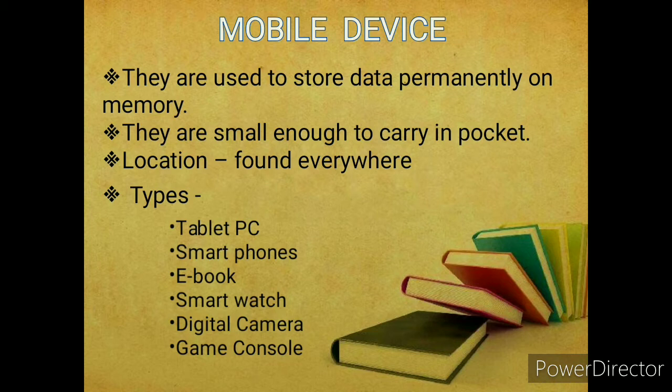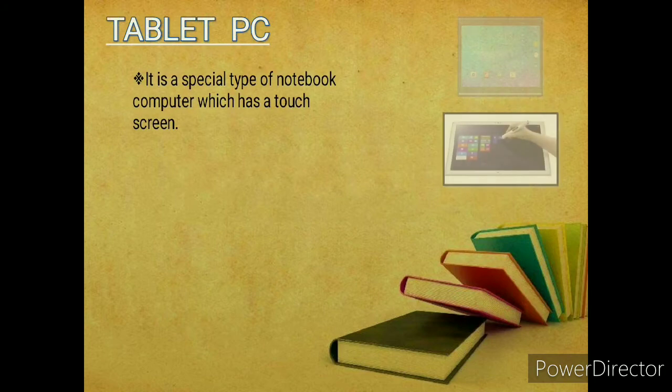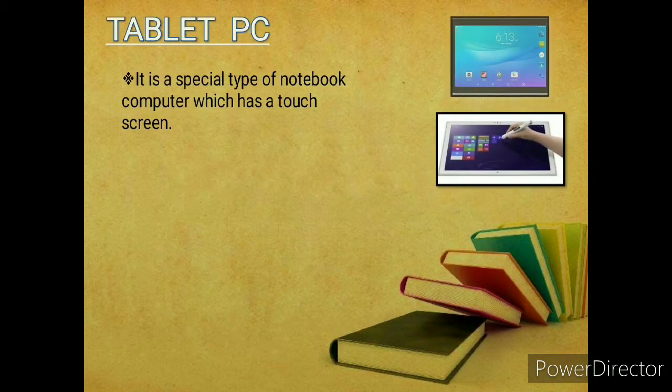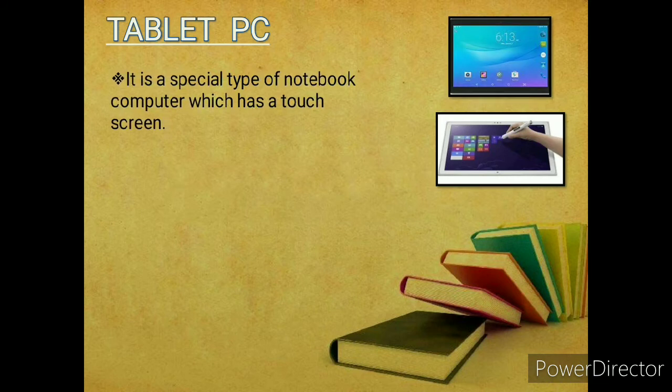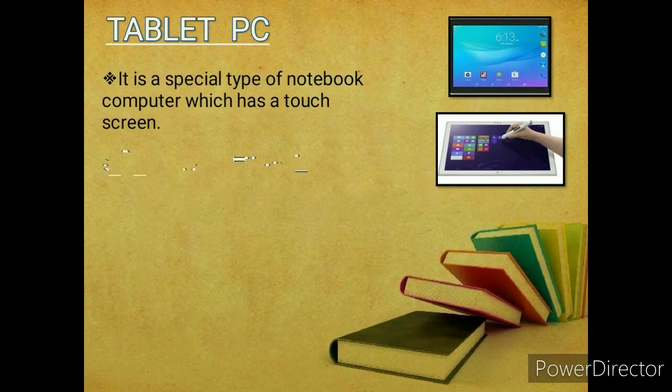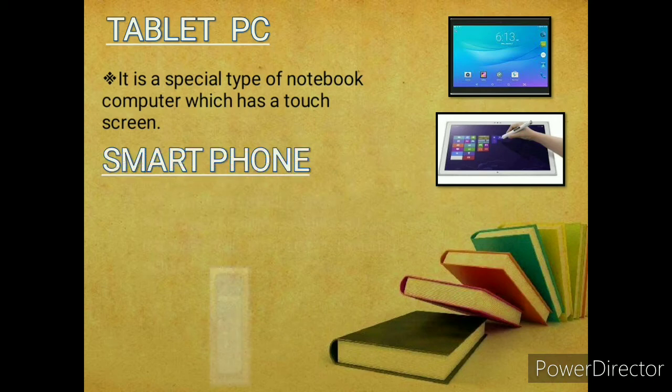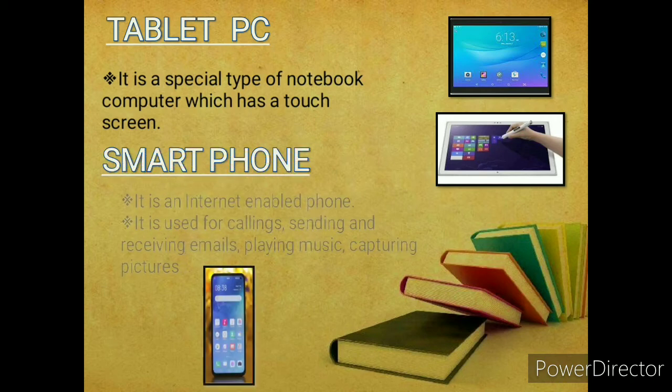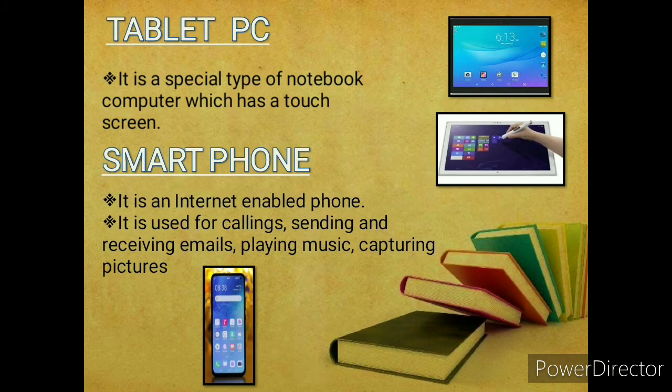Let's understand each of them one by one. Tablet PC. They are the notebook computers with touch screen. They are small in size. Smartphones. Nowadays, we all are using smartphones. They have calling facility, internet facility. We can send and receive emails, chat, play music, click pictures, etc. using these phones.